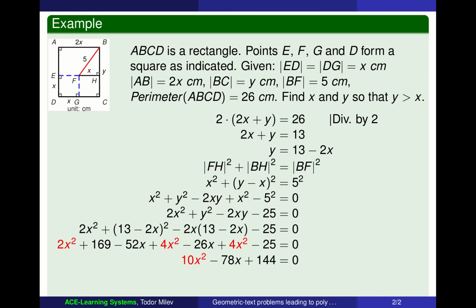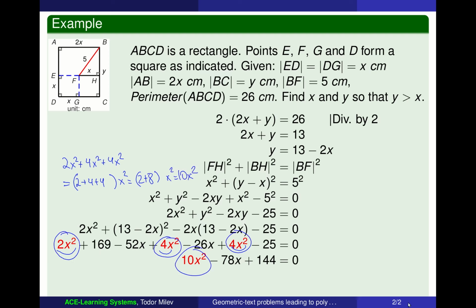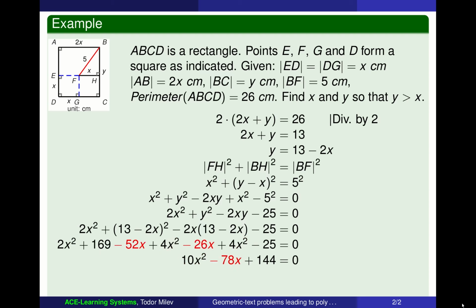2x squared plus 4x squared plus 4x squared. That's 2 plus 4 plus 4 times x squared, which is 2 plus 8 times x squared, which is 10x squared. Okay, so we're having 10x squared from these. Next, minus 52x minus 26x, well, that is minus 78x. And finally, 169 minus 25, that is 144. Okay.